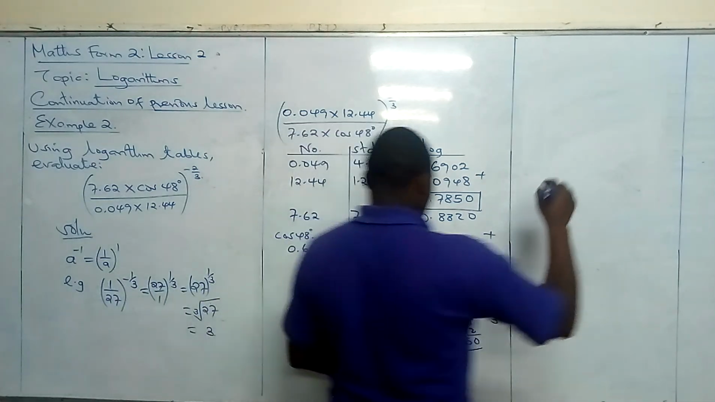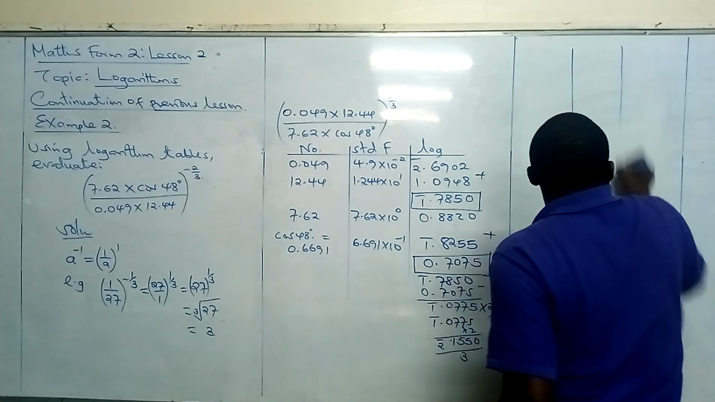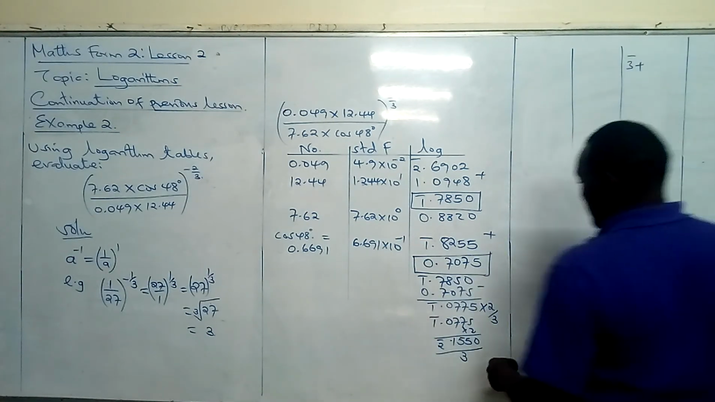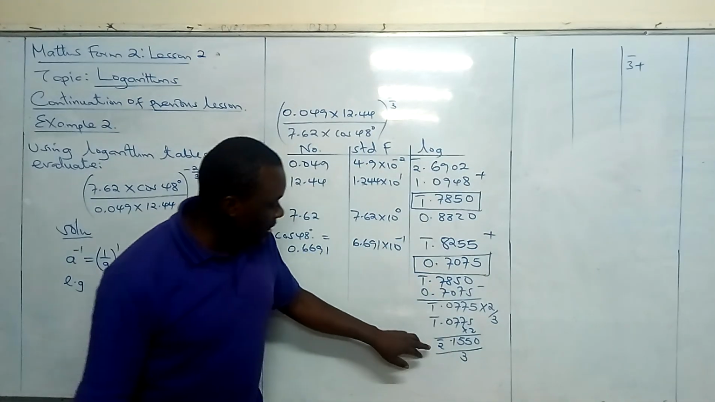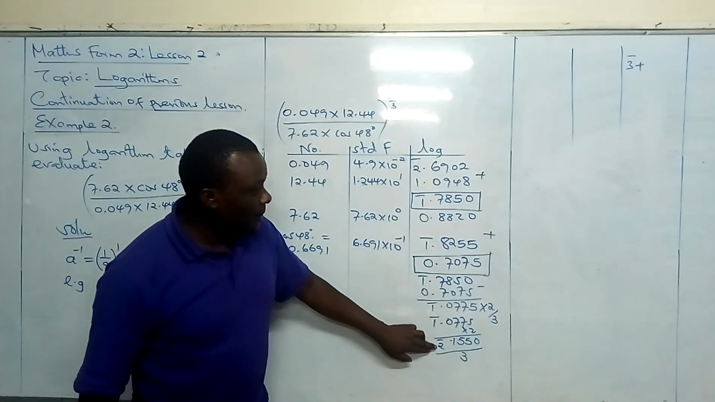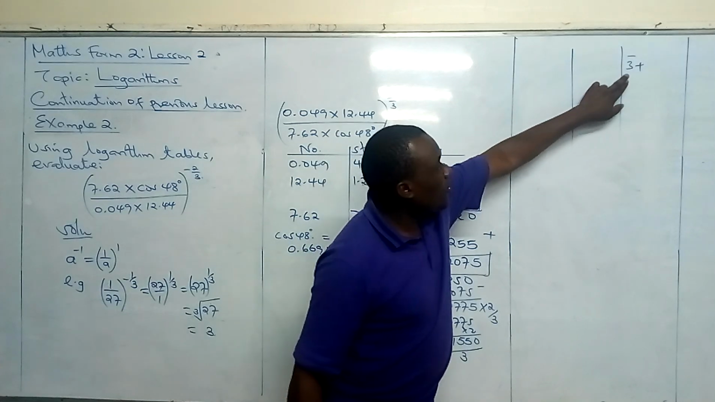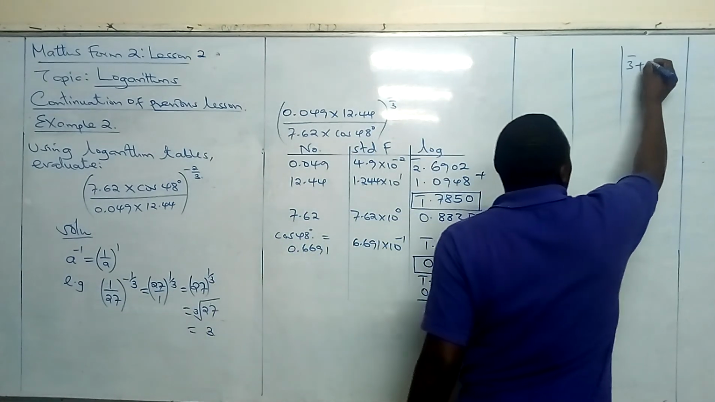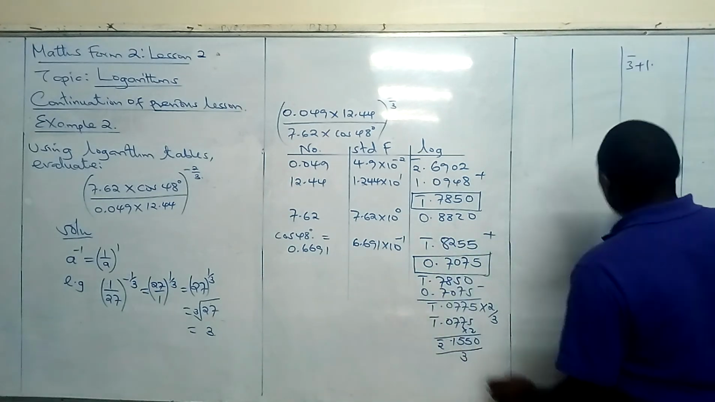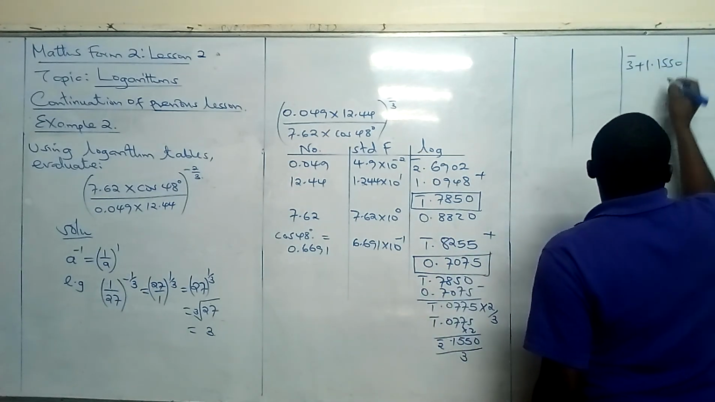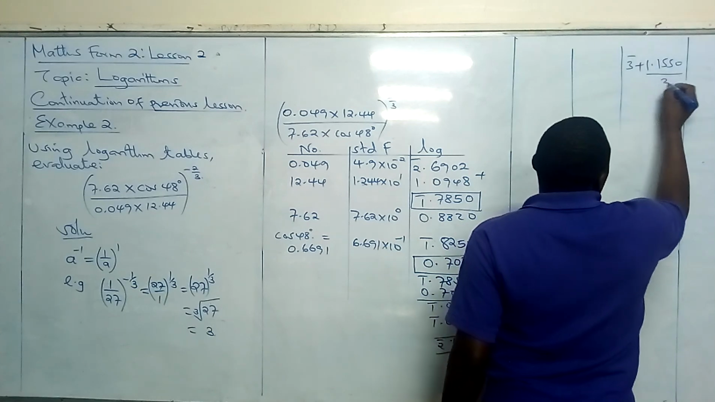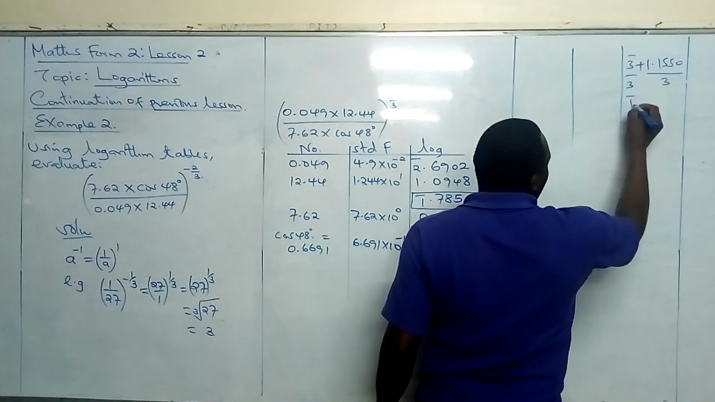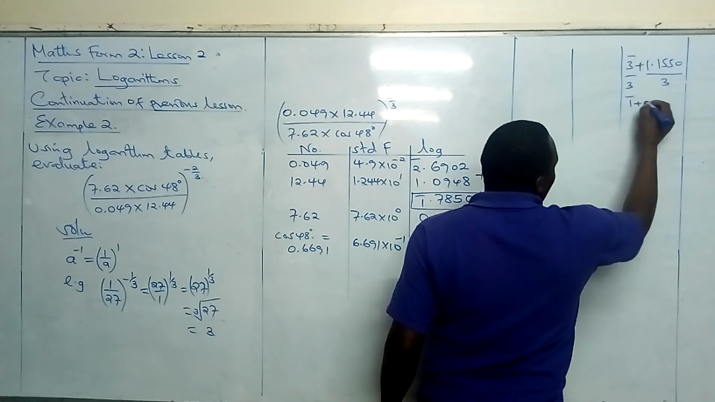So we will now have power 3 plus, then we ask ourselves the difference between these 2 that we have here initially and these 3 we are having now. The difference between 2 and 3 is 1. So that's what we add here. Then we put the mantissa the way it is. We divide the mantissa part by 3, then the characteristic part by 3. So this will give us power 1 plus 0 point.